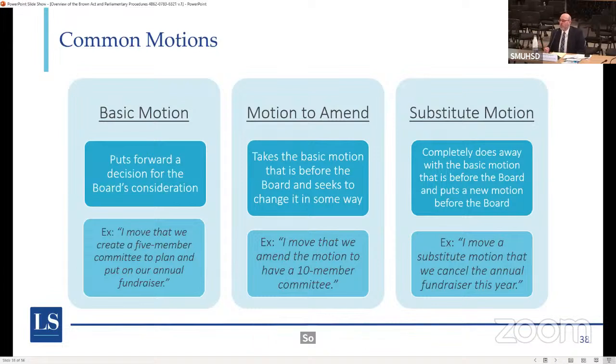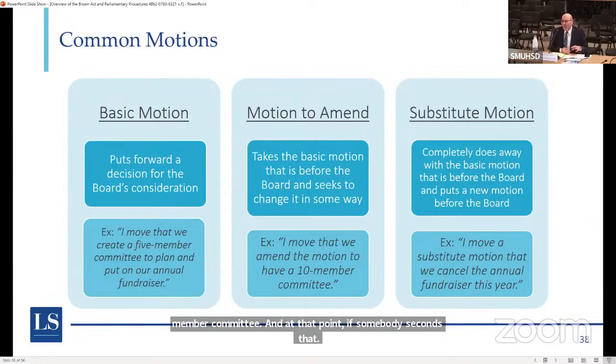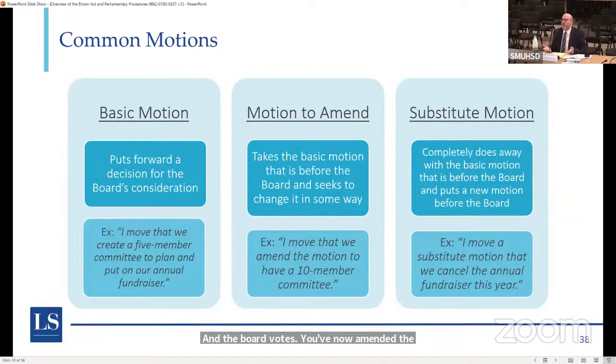Somebody can make a motion to amend. I'm going to take the basic motion that we have, and I move that we amend that motion. So you had this first motion, there was a second, it's now on the floor. Somebody says, I move that we amend that motion, so instead of having a 5-member committee, we have a 10-member committee. And at that point, if somebody seconds that and the board votes, you've now amended the motion so that we have a new motion on the floor. It's really cumbersome, right? So what do you do in practice?